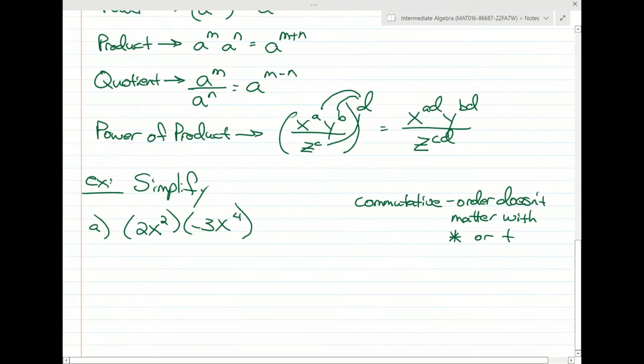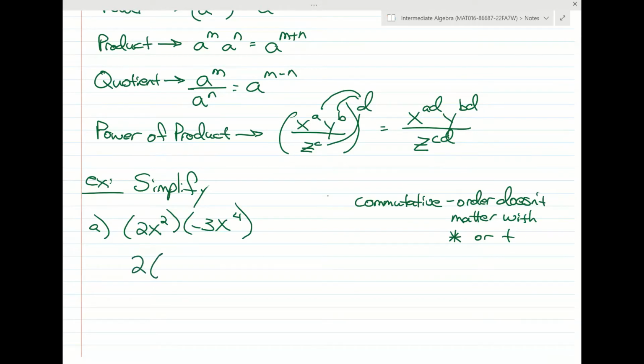And what I mean by that is if we're multiplying 2x squared times negative 3x to the fourth, we could put the 2 and the negative 3 next to each other. And we could put the x to the second and the x to the fourth next to each other. And then just multiply. It's a little bit easier if we just change the order. 2 times negative 3 is negative 6. And then using the product property, 2 plus 4 is 6.